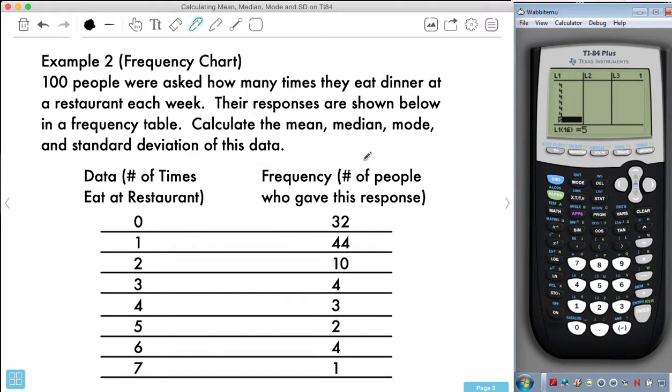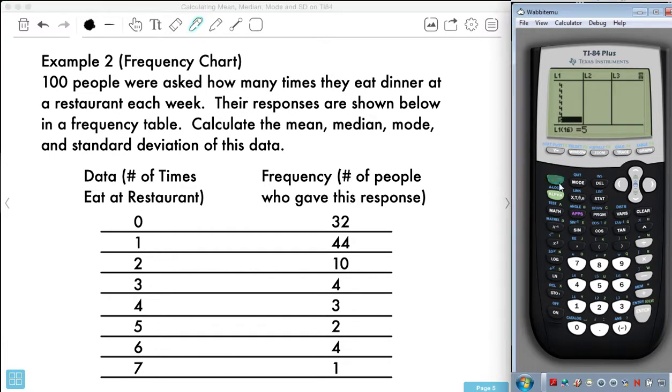For our next example, we're going to do the same thing but with a frequency chart. So I'm going to reset my calculator memory, second plus 7 1 2. Clear out the data from the last question. I'm going to start here. 100 people were asked how many times they eat dinner at a restaurant each week. The responses are shown below in what they call a frequency table.